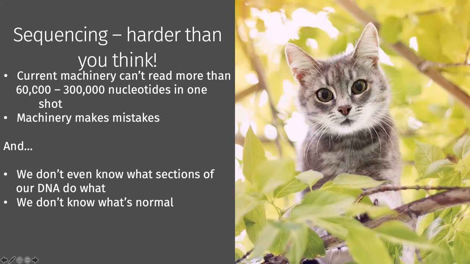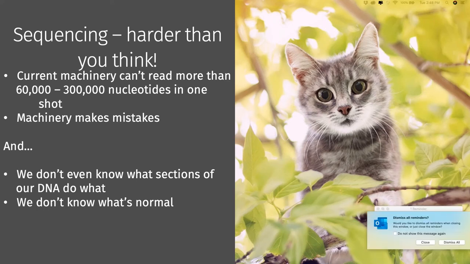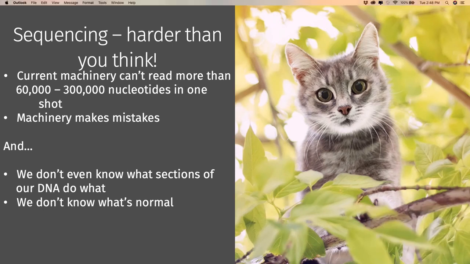But I was looking at what current machinery can read. And Aaron can pipe in here, but Illumina machines, which are like those magic boxes we saw before, and were considered state of the art for a really, really long time, could do about 300 base pairs. And PacBio, which is another type of machine, their claim to fame was they could do about 10,000 in a row.